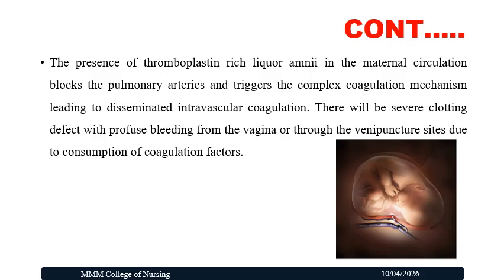The presence of thromboplastin: amniotic fluid is rich in thromboplastin. It enters the maternal circulation and leads to a block in the pulmonary arteries, and also triggers the complex coagulation mechanism, which can lead to disseminated intravascular coagulation. So there will be a severe clotting defect with profuse bleeding from the vagina or through the venipuncture sites due to the consumption of the coagulation factors.